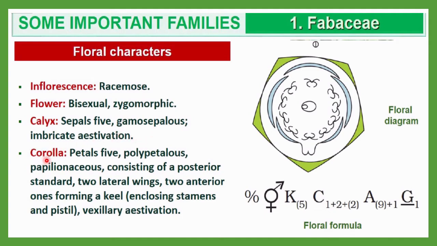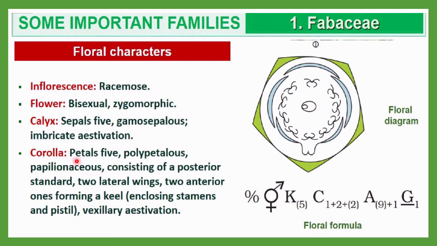Then corolla. So you see the sequence, how you can explain these floral characters. First of all you have to explain the inflorescence found in the Fabaceae family, then flower type, then calyx and corolla, then androecium and gynoecium. So what about the calyx? Calyx has 5 sepals, gamosepalous, then imbricate type of estivation. Each and every detail of the calyx is written.